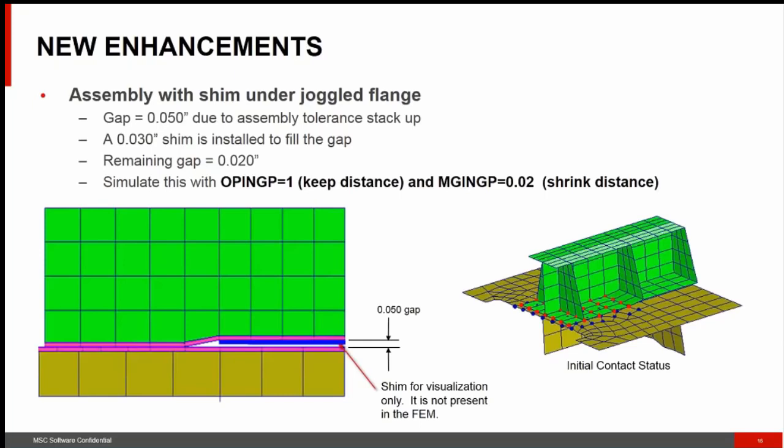Here you can see this helps with the initial contact status. After we added this entry, the initial contact status is much, much better. You see the red nodes and the blue nodes, therefore slaves and masters, and you can see how this is much better and more accurate, so it gives you better results.